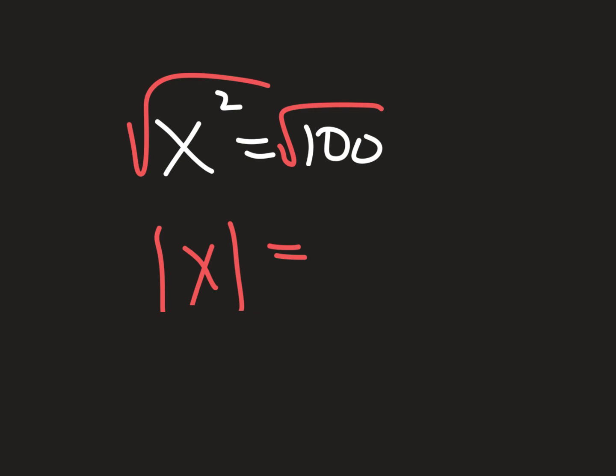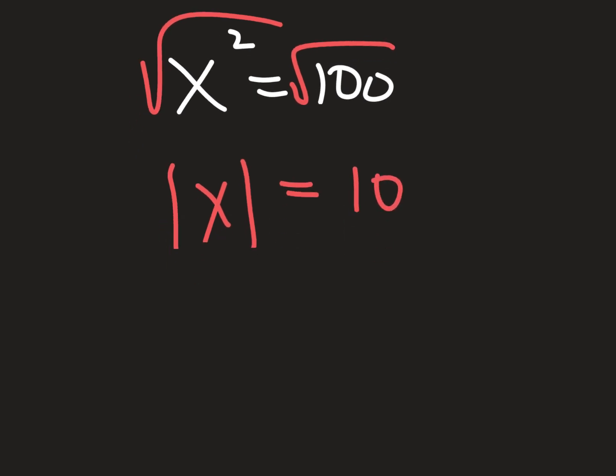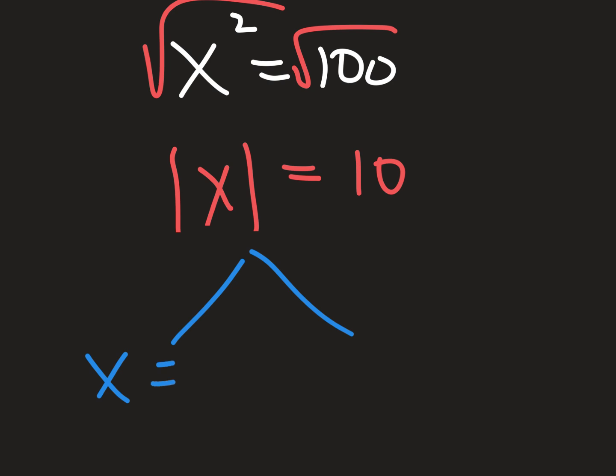All right, square root of 100 is 10. And then you break it into 2 parts. Those 2 equations will be identical.